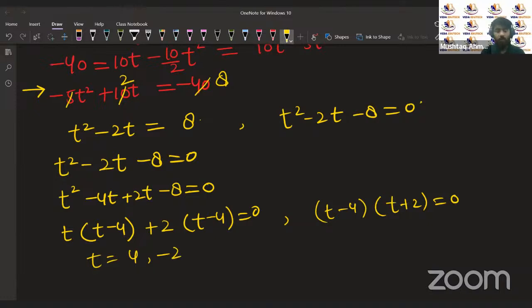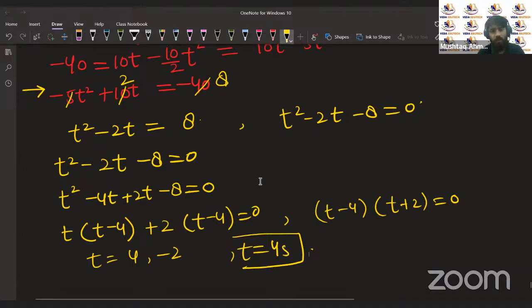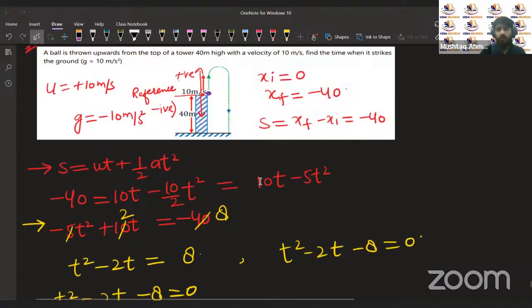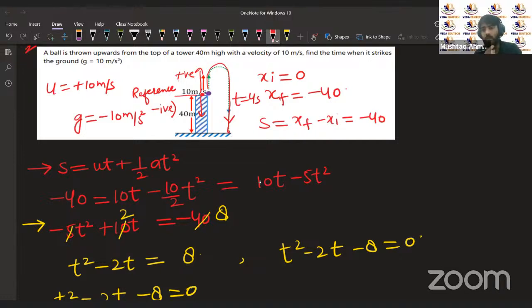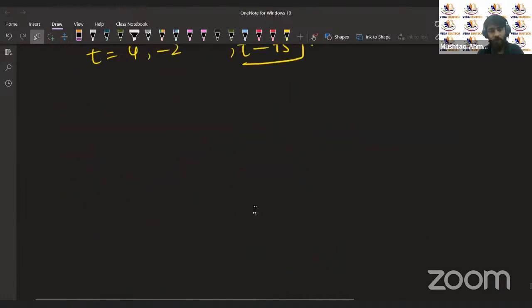So we'll be taking only the positive time here. So it means that after time t equal to 4 seconds, this particle is going to strike back this ground. So it will take 4 seconds for this particle to strike back the ground. So that was it with respect to this question.